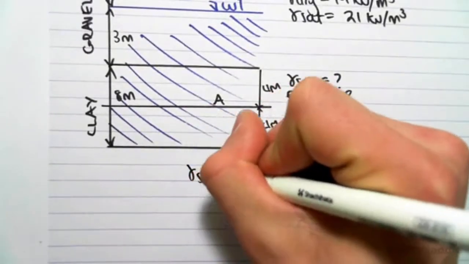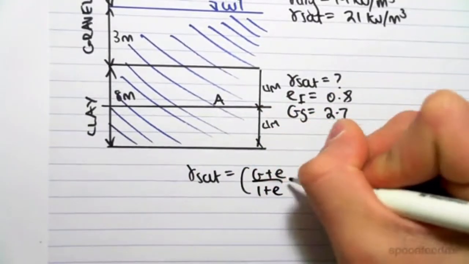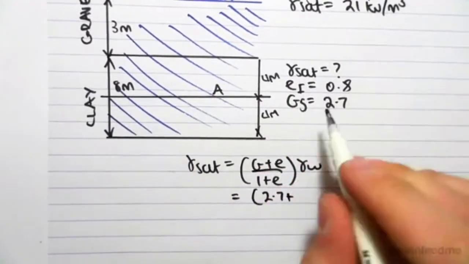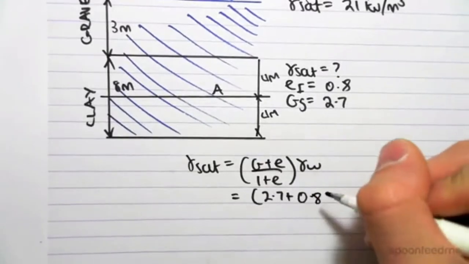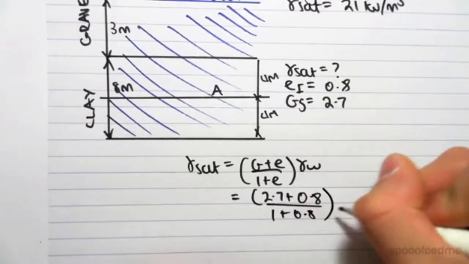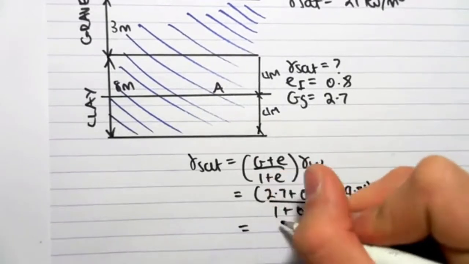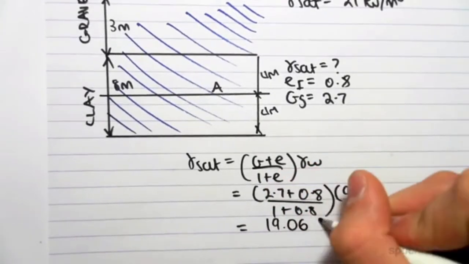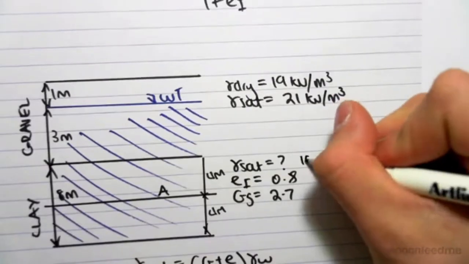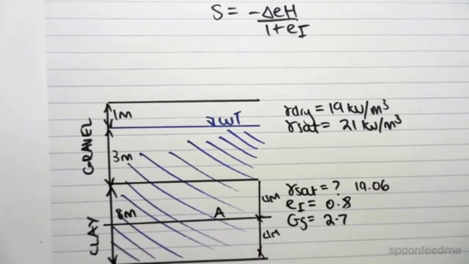So we know that gamma sat equals (G plus e) on (1 plus e), outside of gamma w, which would be (2.7 plus 0.8) on top of (1 plus 0.8), outside of gamma w, which is 9.81. This would equal around 19.06 kilonewtons per meter cubed. So we found gamma sat to be 19.06.